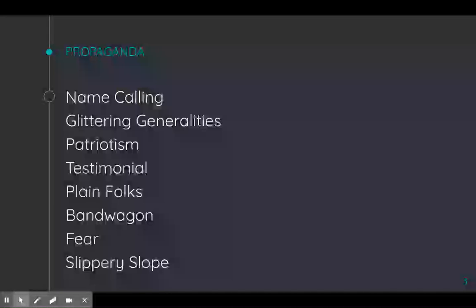So here are the types of propaganda that we will go over: name calling, glittering generalities, patriotism, testimonial, plain folks, bandwagon, fear, and slippery slope. With all of this, you can take notes if you want to, but I'd prefer you just follow along in the slideshow. You have the link to the slideshow. I wanted you to be able to see the examples and see the definitions and refer back to them.